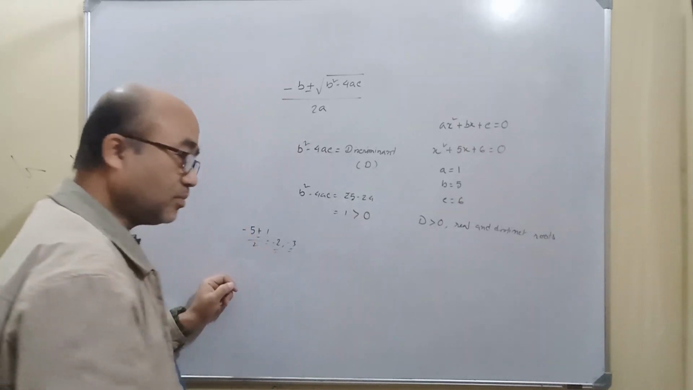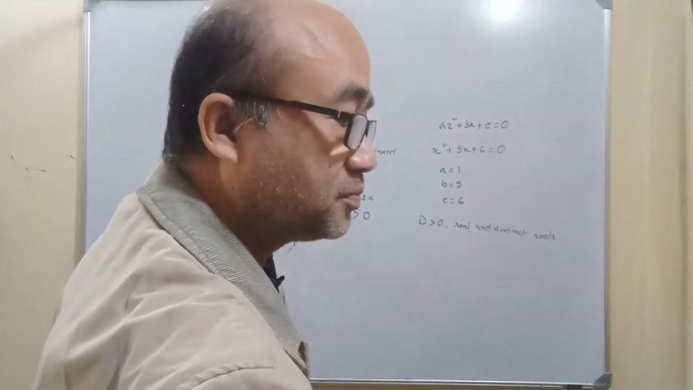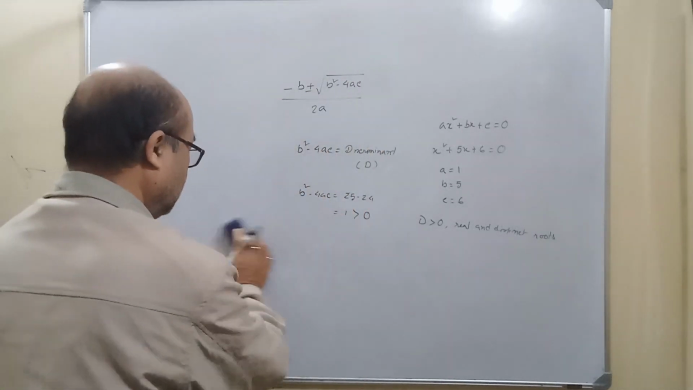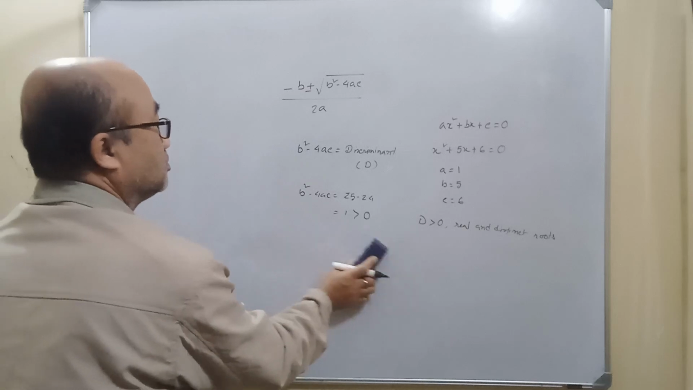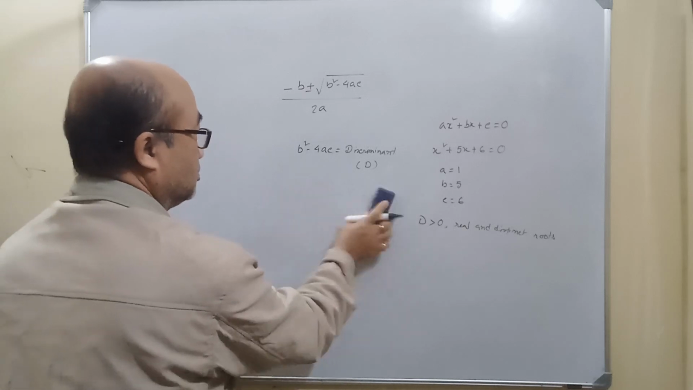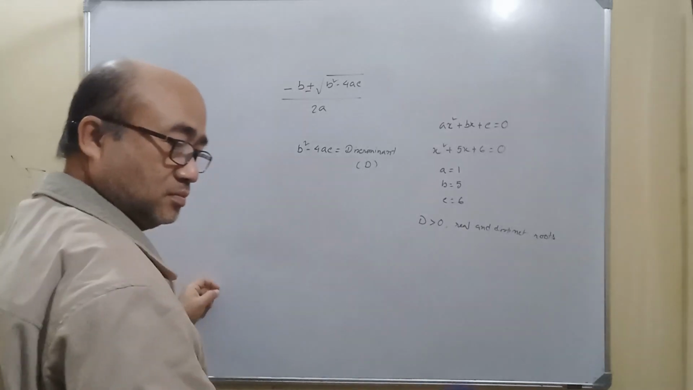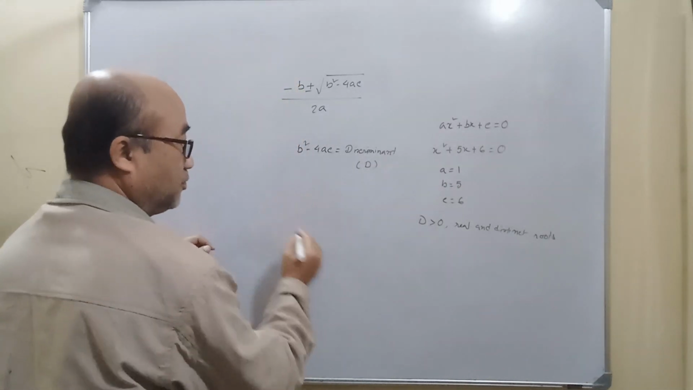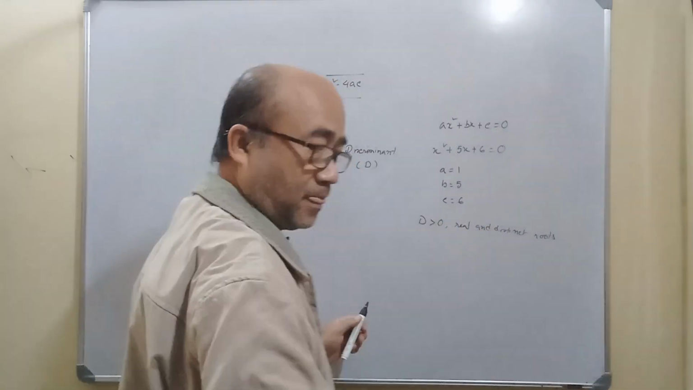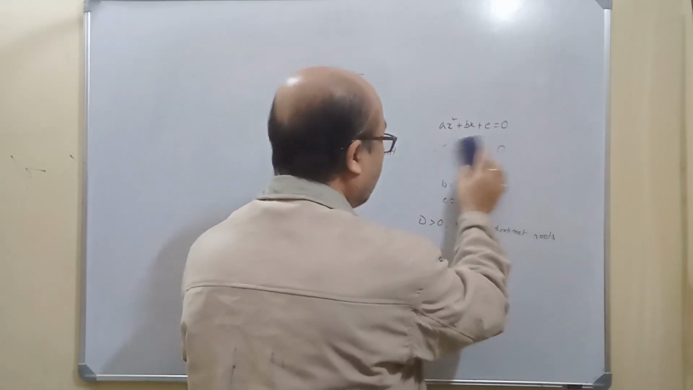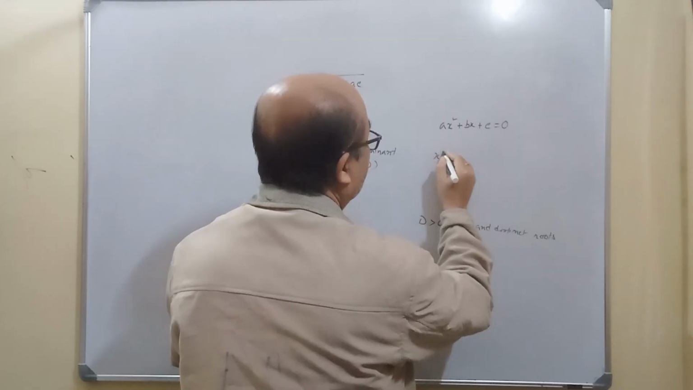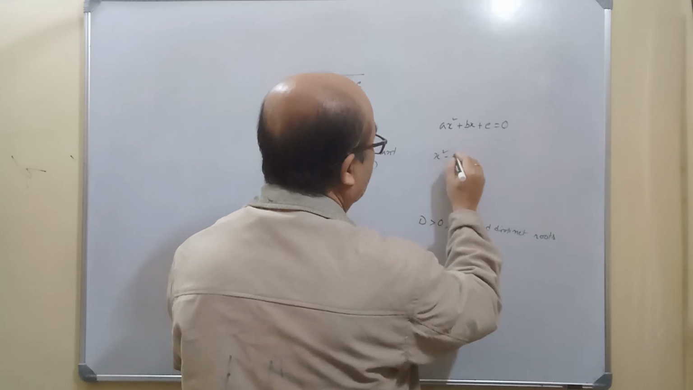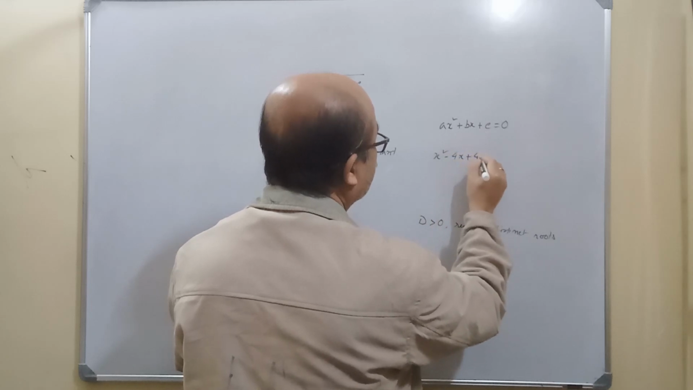Okay, now let us take another example. Suppose x square minus 4x plus 4 equal to 0.